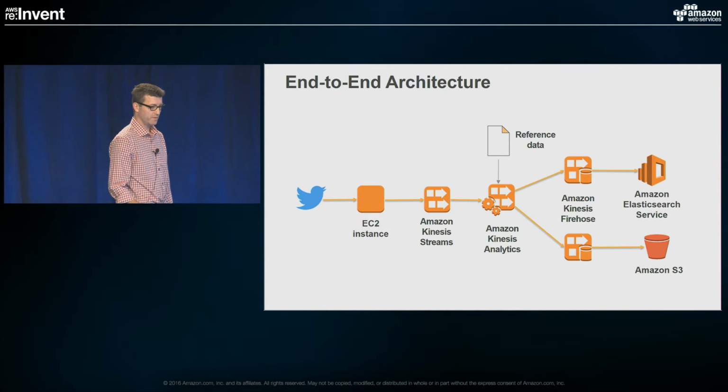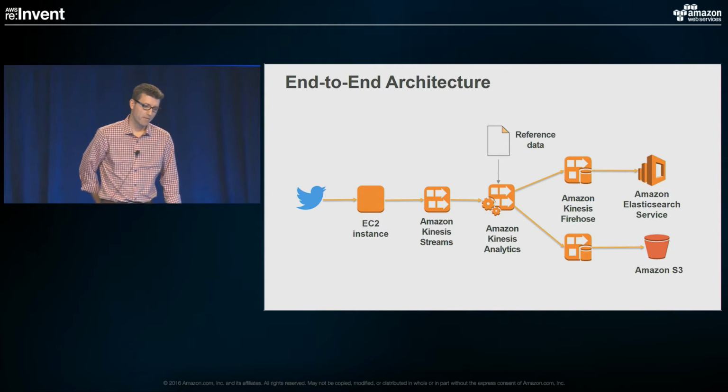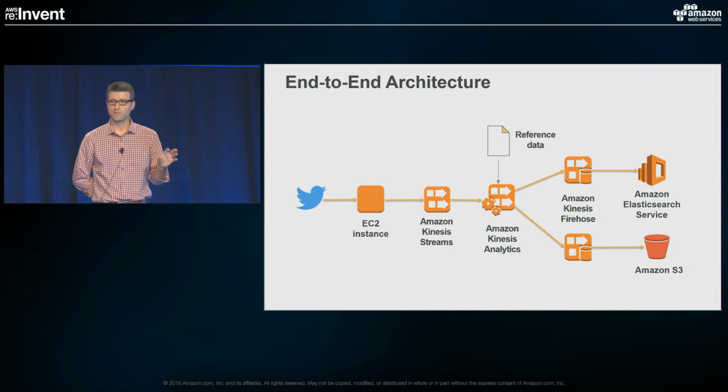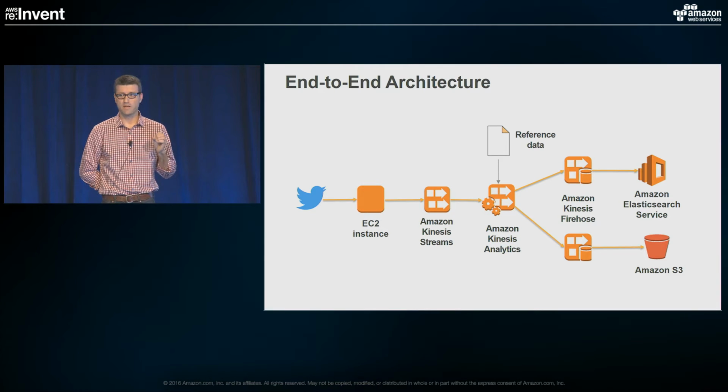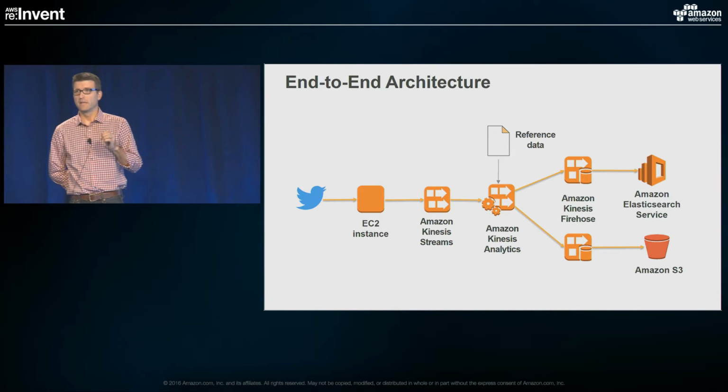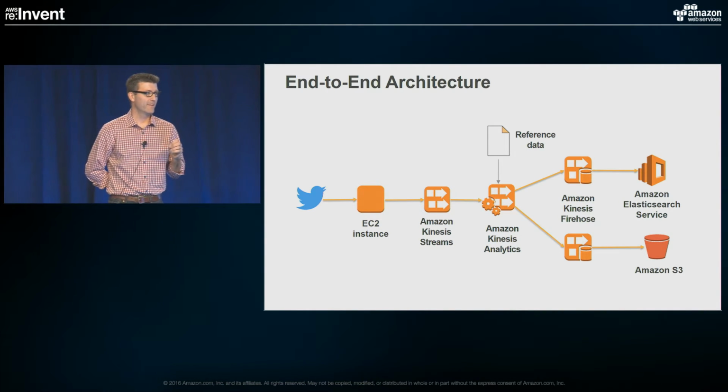So this is what we're going to build. This is our end-to-end architecture. If we go from left to right, we've got our Twitter stream. There's an EC2 instance here in the mix. I'll explain that in a moment. Actually, I'll explain it now.